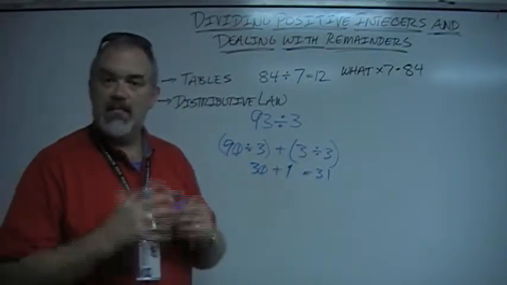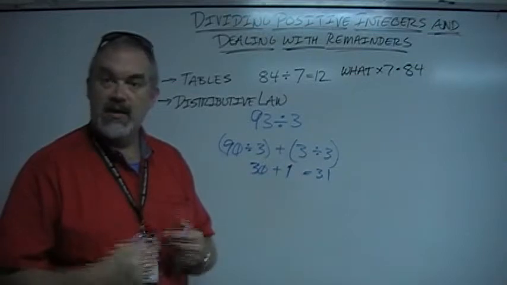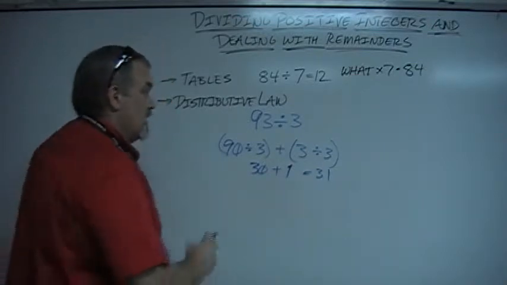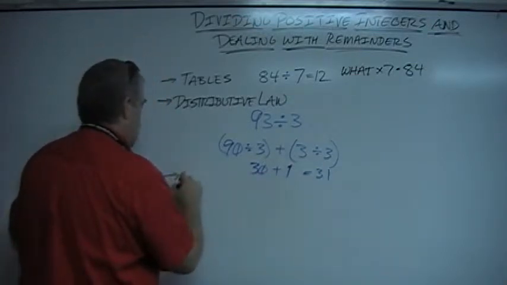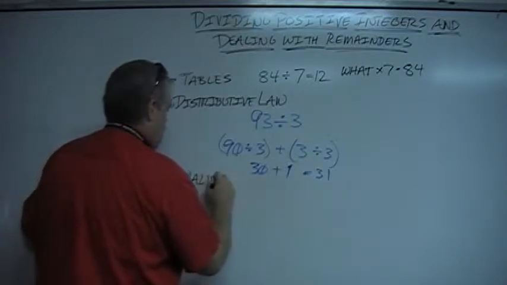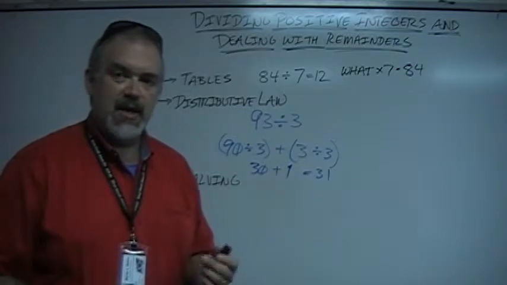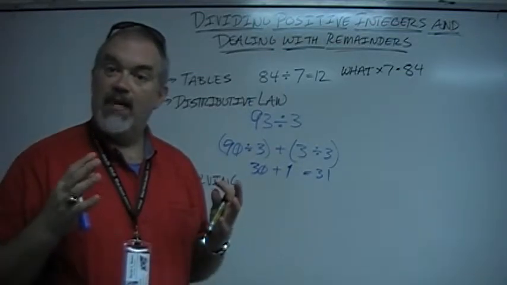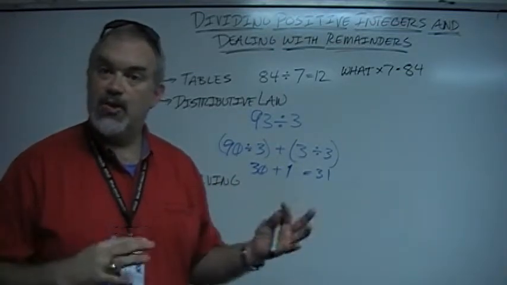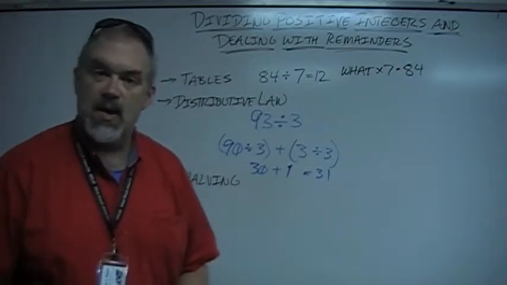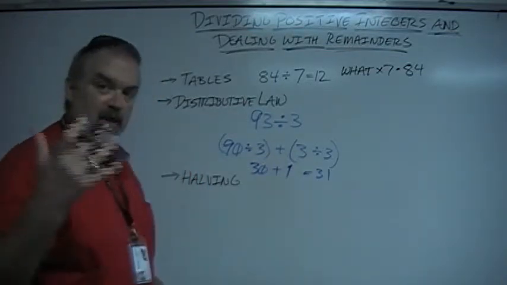Now, the last mental strategy that we can use is called halving. When we're doing a halving strategy, essentially what we do is we divide both of the numbers by 2 at a time until we get to something that's easier to work with. Let's say, for example, that we have this problem.